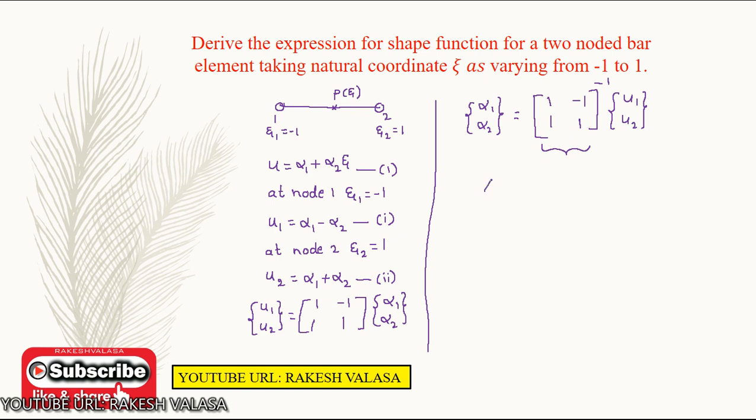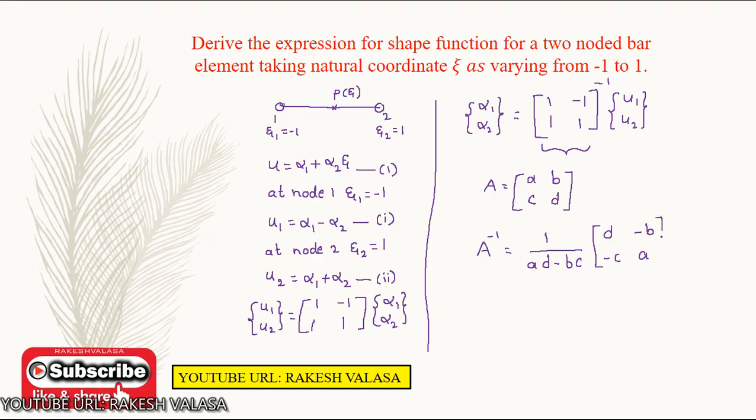For example, if the matrix A equal to A B C D, how to write A inverse? A inverse equal to 1 by det A. Det A means AD minus BC. This is the determinant of A. Now interchange the diagonal elements, that means write D here, A here. Interchange of diagonal elements. Next, change the sign of the remaining two elements, that is minus B and minus C.